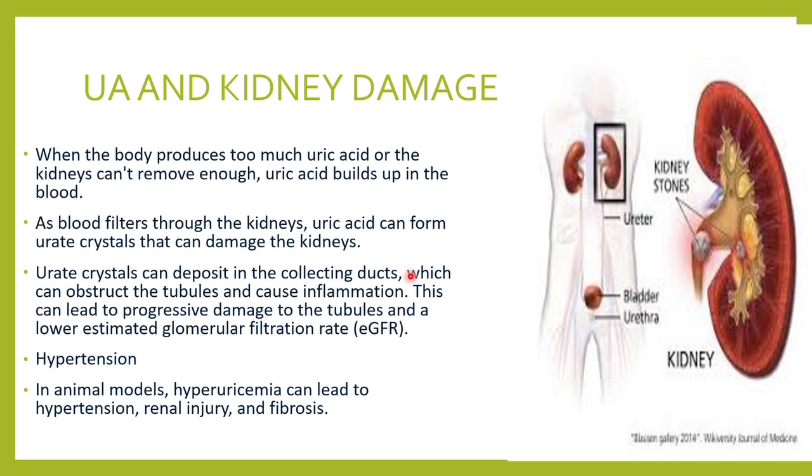Uric acid can also cause kidney damage, because when the body produces too much uric acid and the kidney can't remove it, uric acid will start building up in the blood. As the blood filters through the kidney, uric acid will start forming crystals in the kidneys, and they can damage the kidney. Urate crystals can deposit along the collecting ducts, and they can cause progressive renal damage, reducing the GFR.